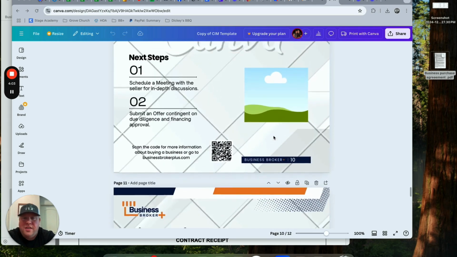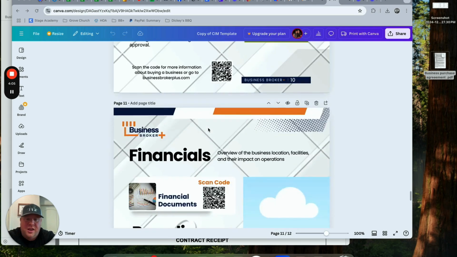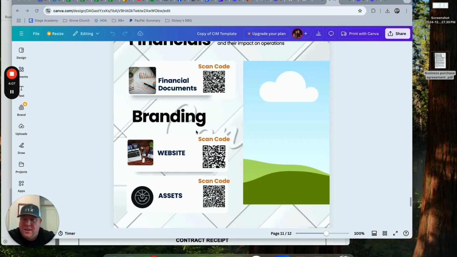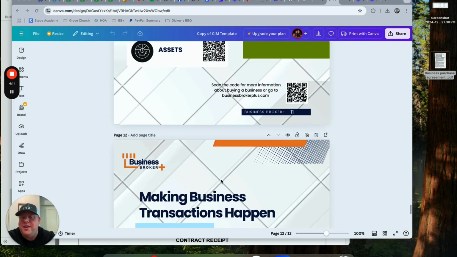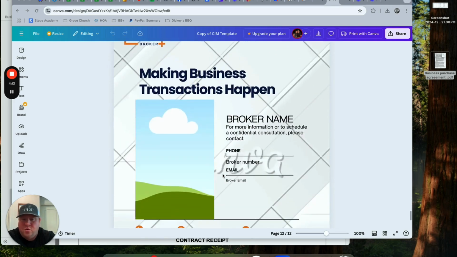All right. And then finally, the next steps. This is where you put your information in, financial documents. You can get really the website, any social media branding, all that can be added on there. And then, of course, your information.